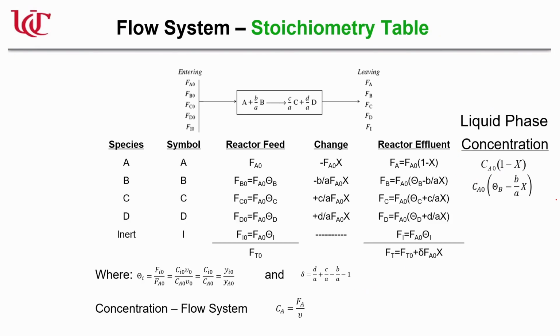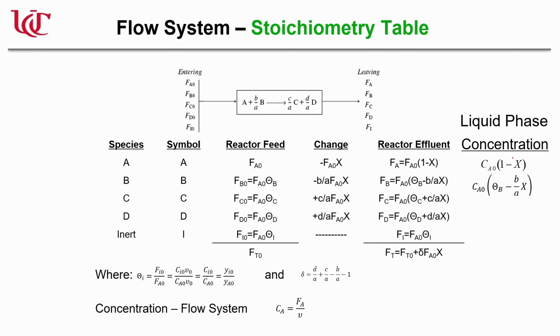And for the flow system, instead of the mole, we use the mole rate. However, you will see that for the liquid phase, eventually we get the same function as the batch reactor. Why? Because for the liquid phase, we assume the density doesn't change, and also the total volume doesn't change. So in terms of conversion and concentration, it has the same function as the batch reactor, if we compare them. So for the liquid phase, it's still very easy.